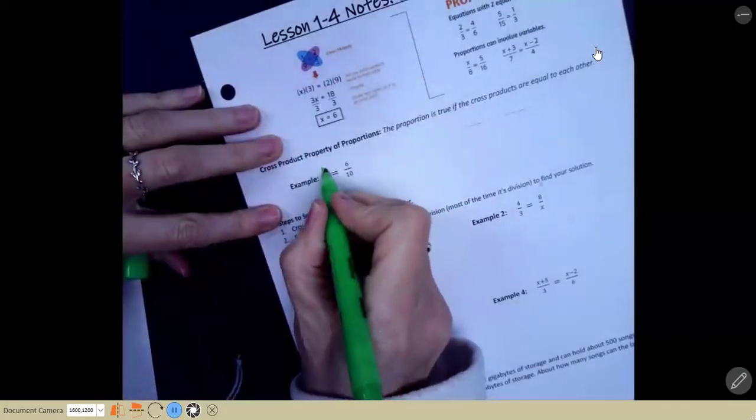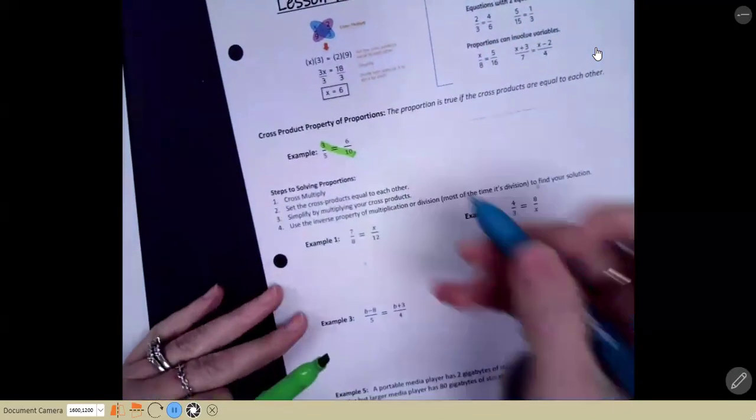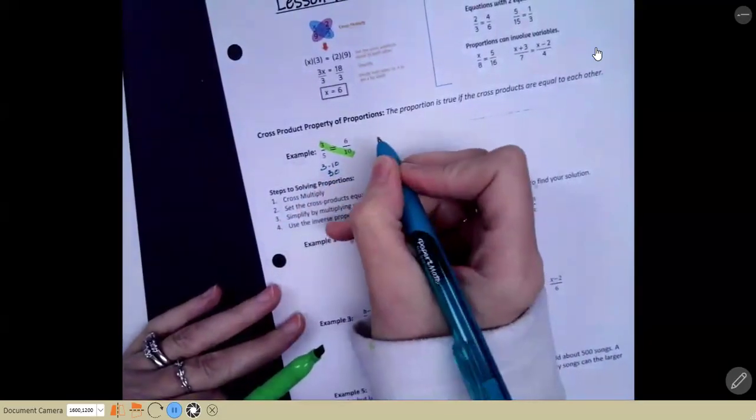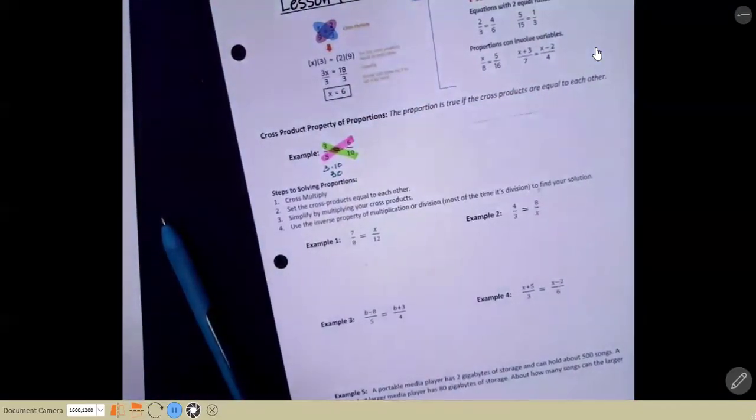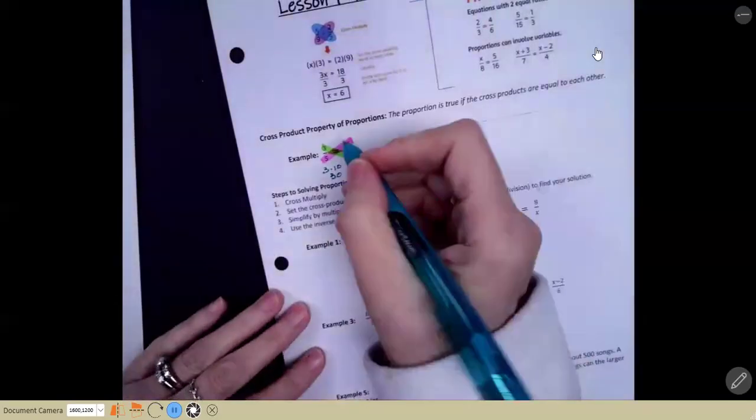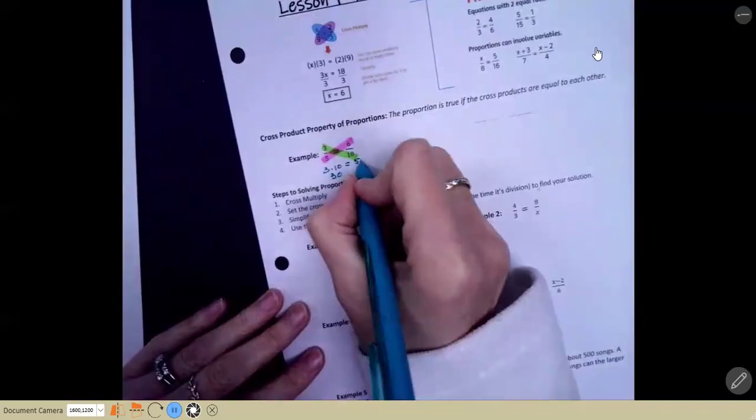When I take 3 times 10, I get 30. Okay. And when I set that equal to 5 times 6, see how we're multiplying across? We're taking two products. That's what we call the cross product. This equals 5 times 6, which is 30.